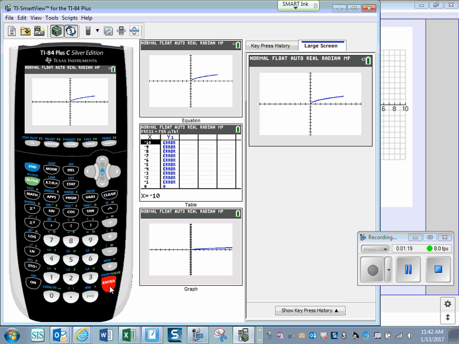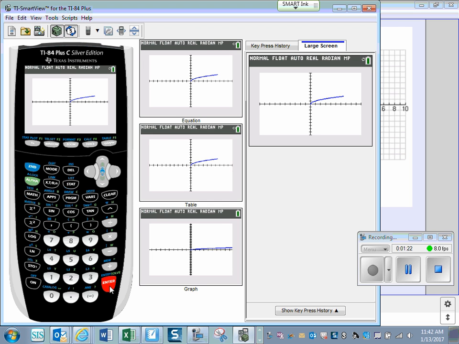So you see the function, it looks kind of like half of the parabola lying on its side, right? Which makes sense because square root is kind of the inverse of x squared, the opposite.